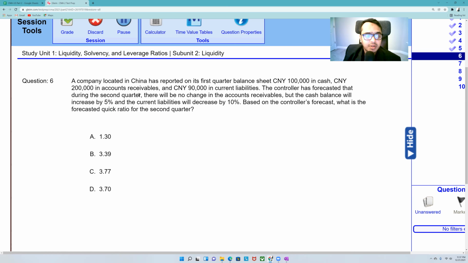Okay. A company located in China has reported its first quarter. What do we need to find out? What is the forecasted quick ratio for the second quarter? Easy, right? The company reported in its first quarter a balance of 100,000 cash, 200,000 accounts receivable, part of quick ratio, and 90,000 as current liability. So we can do 100,000 plus 200,000 divided by 90,000, and the quick ratio will be there.